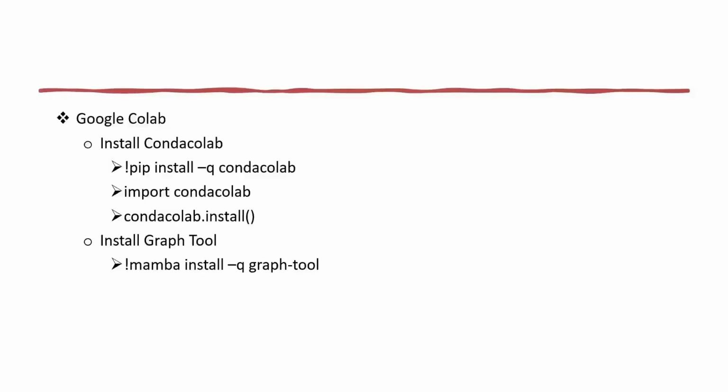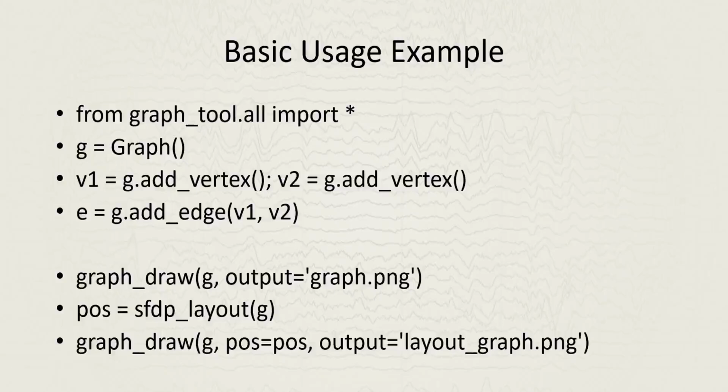Let's see some basic usage examples. Here is a basic example. We import the library, create a graph, add a couple of vertices and edges between them, and then draw it. You can also apply layout algorithms like SFDP layout to make it more visually appealing. It's pretty neat once you get the hang of it. Let's move to the next slide.